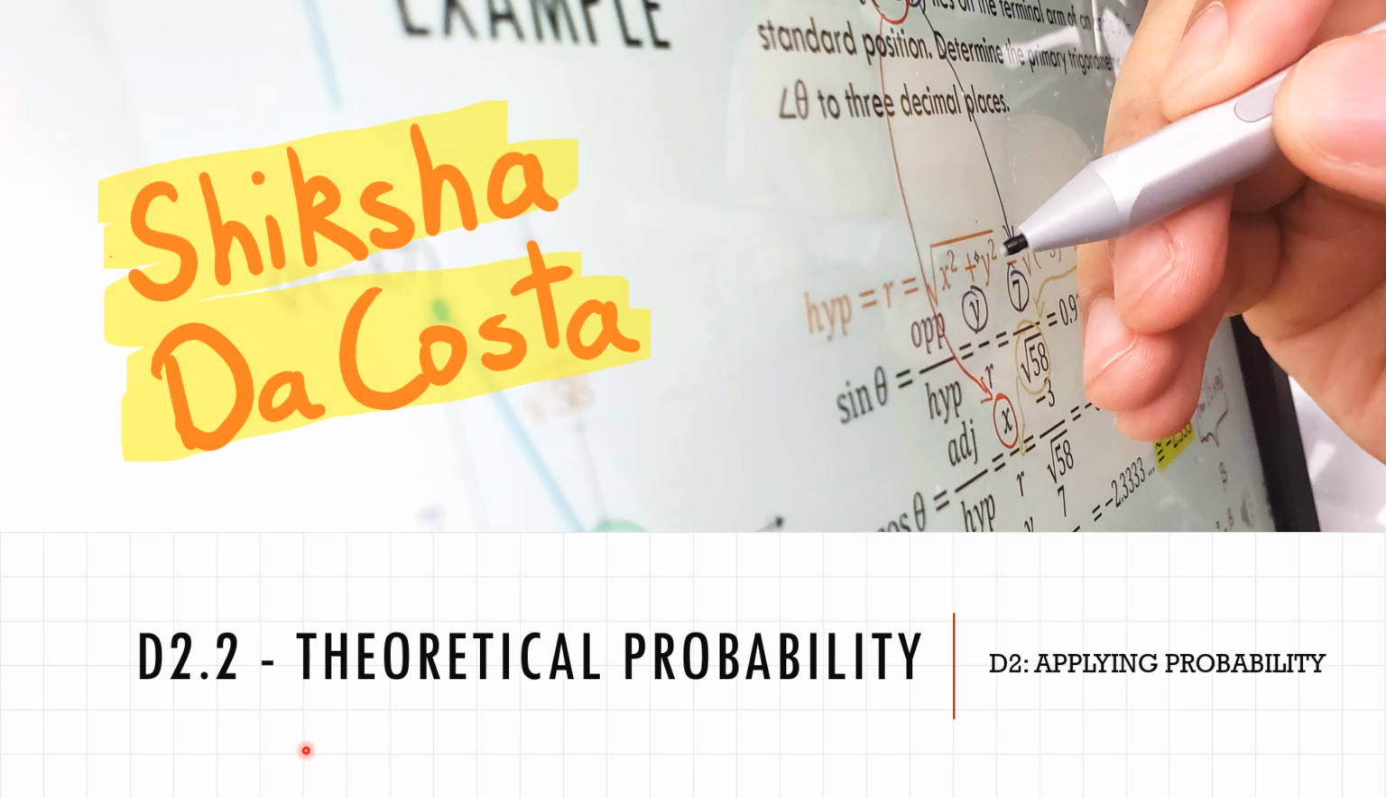Today we are going to be learning about theoretical probability. This is part of our unit on applying probability to our own daily lives.